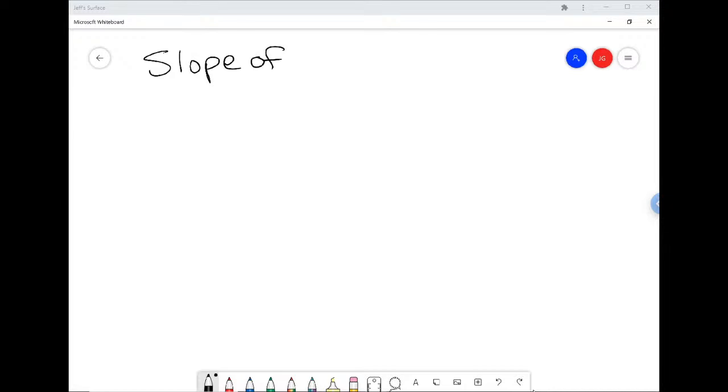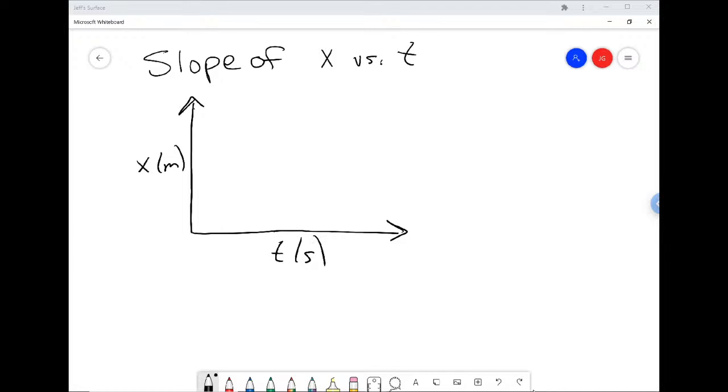Working pretty good. Slope of x versus t. So if I had an object and I plotted its position versus time and I got something like this, we'll say this is 0 seconds, and this is 10 seconds, it's 0 meters, and this is 20 meters. And the question was, well, what's the slope of this line?